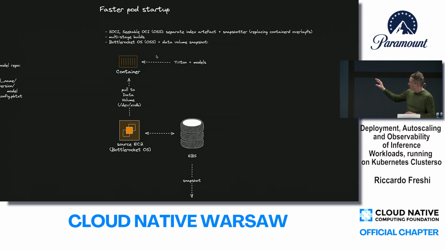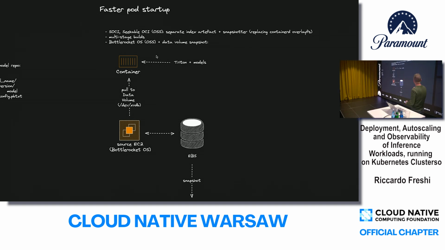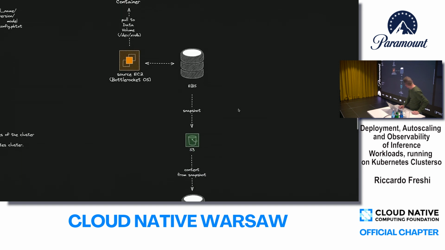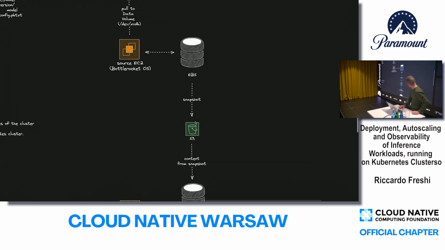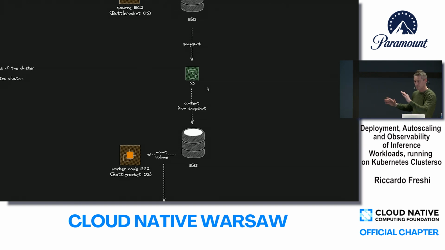Why is this useful in this case? It is useful because you can, for example, run an instance with Bottlerocket and pull the Triton image with the models into the data volume. They are separate, okay? Then you can take a snapshot of that data volume. Our snapshots go into S3, but I'm sure there is a similar procedure for other solutions.